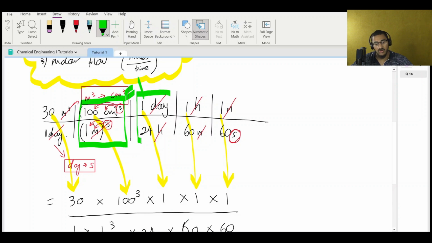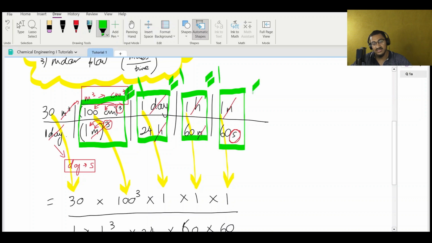Let's go on to the next block of the ladder. Do you agree that 1 day and 24 hours is exactly the same thing? Yes? Okay, good. That is equal to 1. Do you agree that 1 hour and 60 minutes is exactly the same thing? Yes. So that is also equal to 1. And do you agree that 1 minute and 60 seconds is exactly the same thing? Yes. So that is also equal to 1.